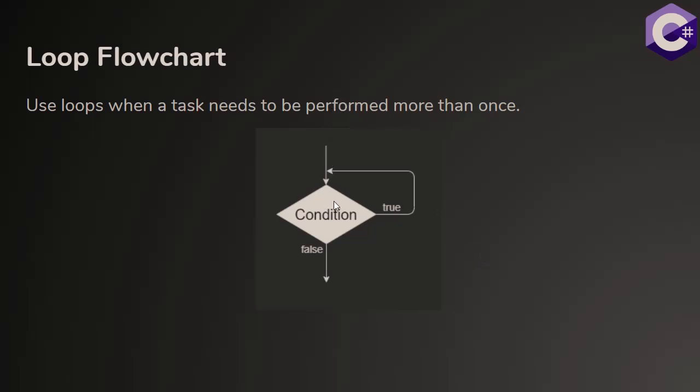We're gonna go down, check a condition. If the condition is true, we're gonna do something and then go back and check to see if the condition is still true. And we're going to keep doing this process until the condition becomes false, and when the condition is false, we can continue about our program.